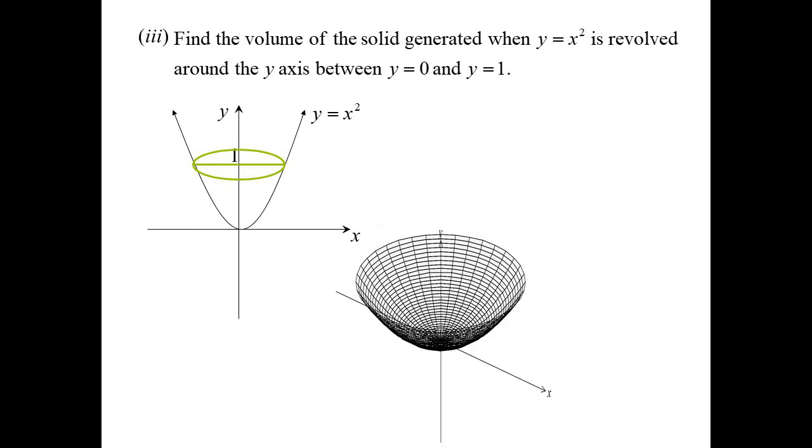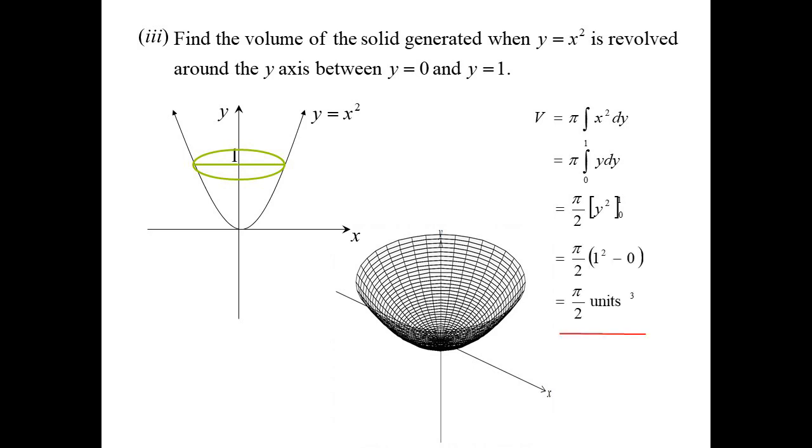This time I'm going around the y-axis. So it's x squared to y. X squared is y. So we're going to integrate y dy. Now, add 1 to the power over the power, and we get y squared on 2. Substitute in 1. Substitute in 0. And there's our volume. Pi on 2 units cubed.